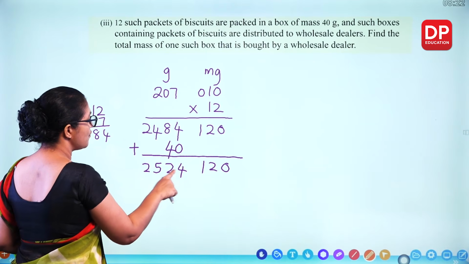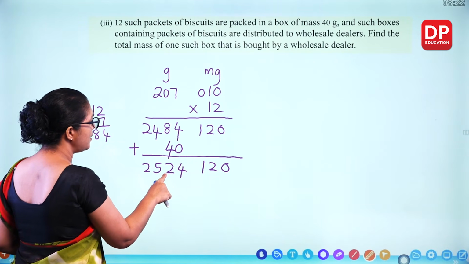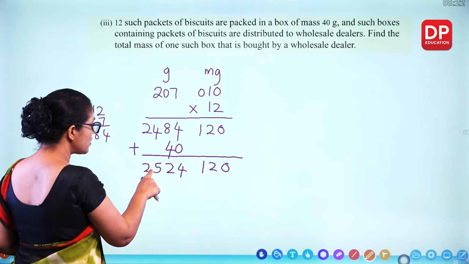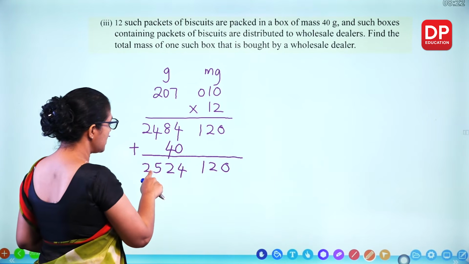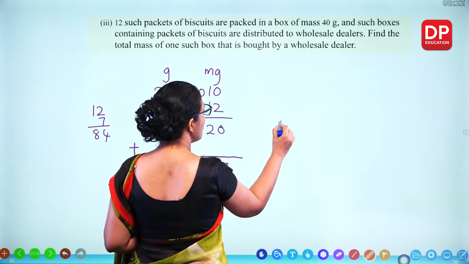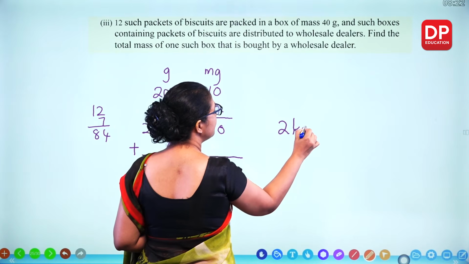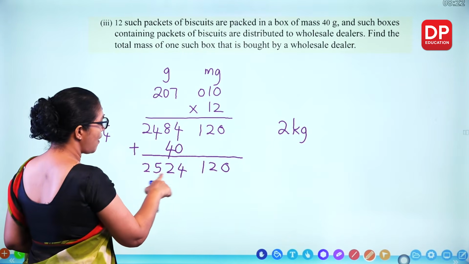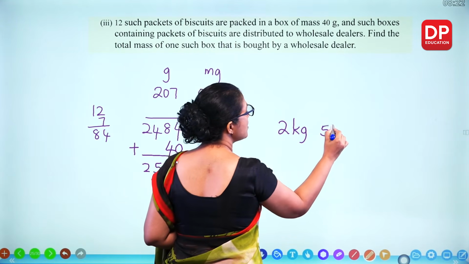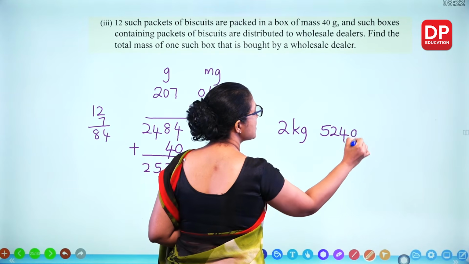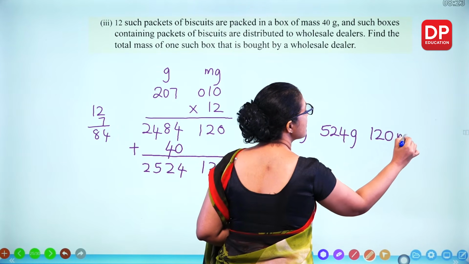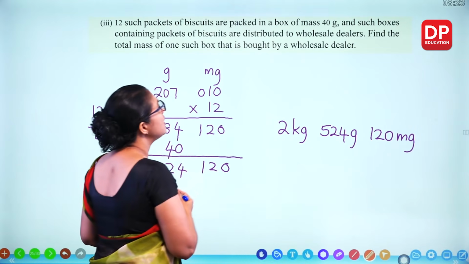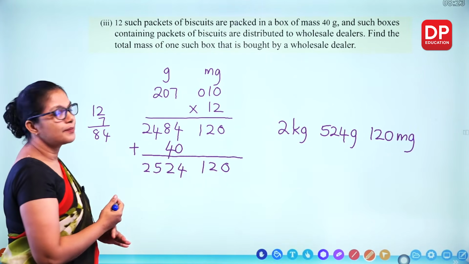So how you convert to kilograms? Divide by 1000. So when you divide by 1000, you get 2 kilos. And here 524 grams and 120 milligrams is the total mass.